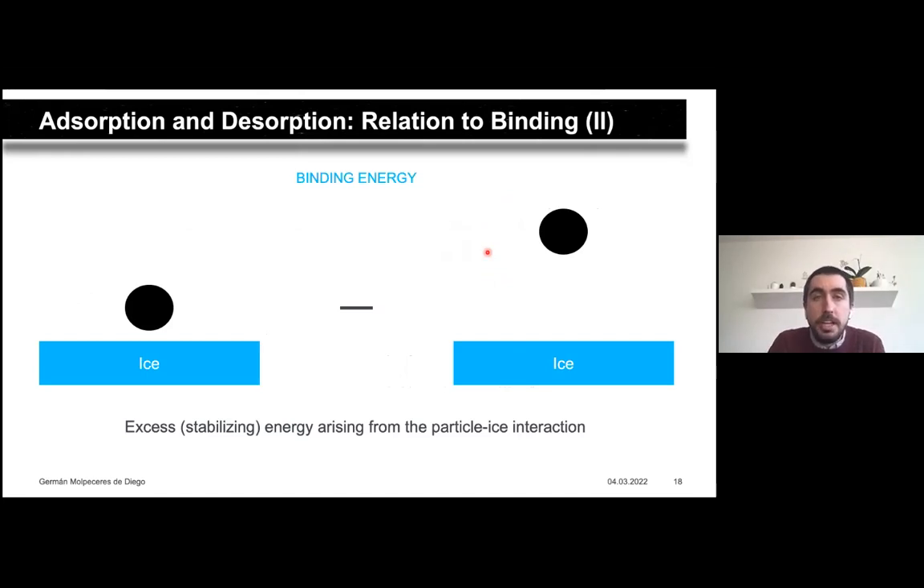I've been talking about the binding energy, and to illustrate what the binding energy is, because it's a central magnitude for the simulations that I'm going to present, let me tell what the binding energy is diagrammatically. So a binding energy is nothing else than the stabilizing energy that arises from the interaction between a particle and the ice. This binding energy comes mostly from electrostatic interactions and is negative by convention, which is that it is stabilizing, and is represented as the difference between the energy of the particle and the ice minus the energy of the ice plus the particle at an infinite distance.